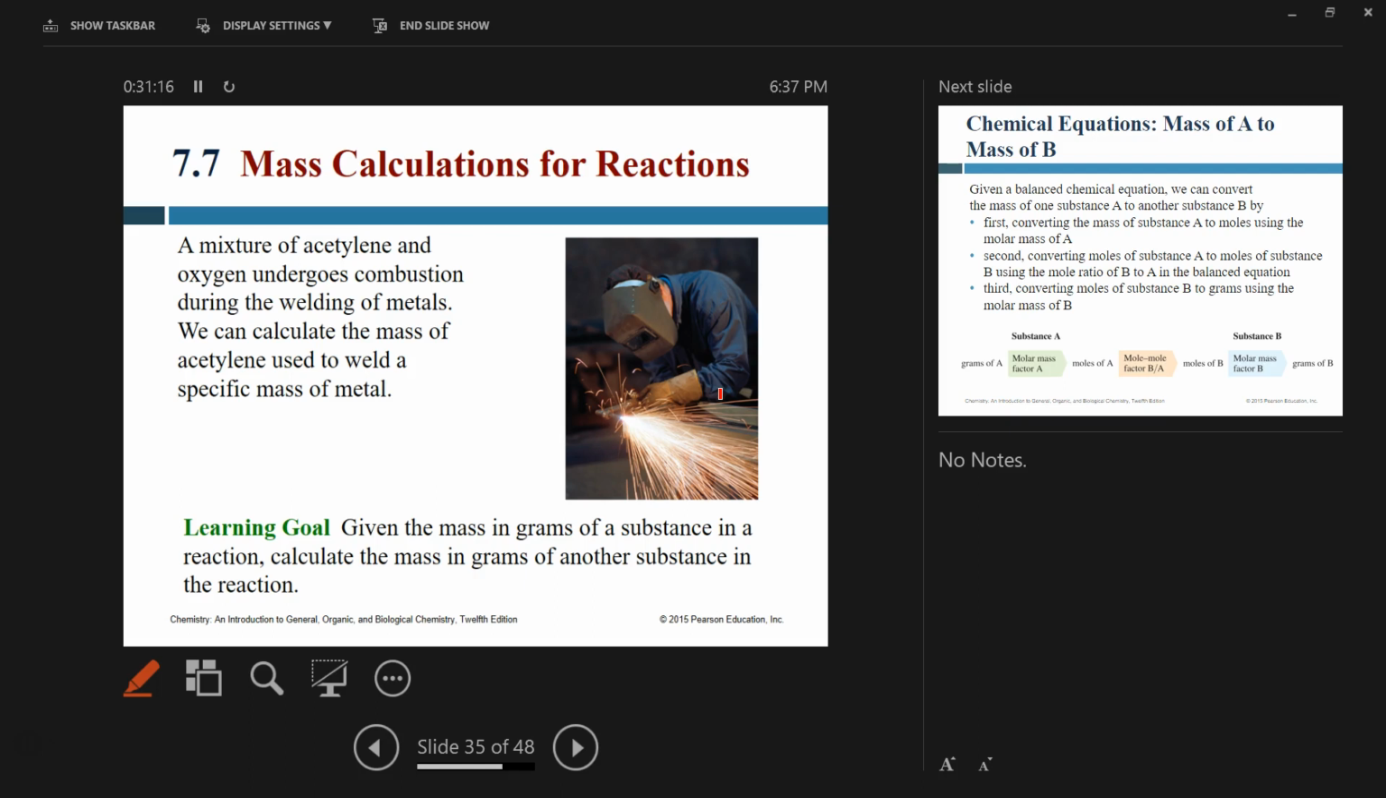Does that make sense? Now, these mole conversions are important when we need to find the actual mass of the chemicals that are produced in a certain reaction. For instance, when acetylene and oxygen burn in the welding device, we can calculate the exact mass of acetylene that is used to weld a certain amount of metal. Okay?